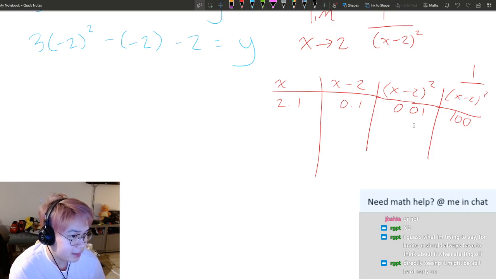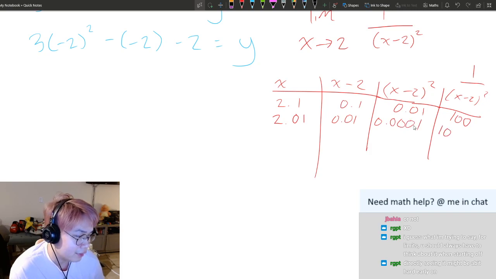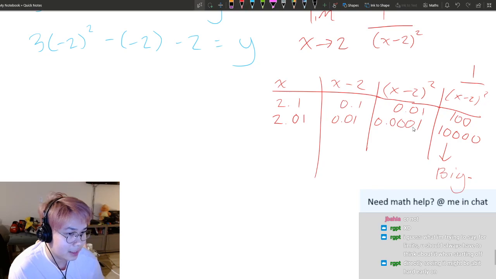And then if I get closer to two, then their difference is 0.01. If I square that value, it's 0.0001. And then if I take one and divide by that value, I get a fairly large number. So you see, this is getting big as this gets closer to two.